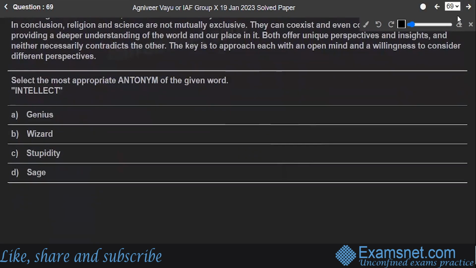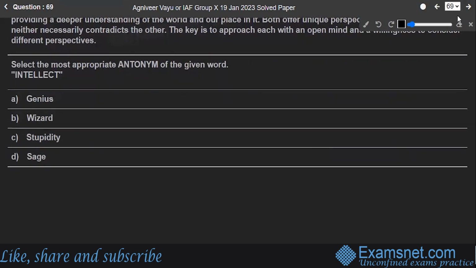Next is question number 69. You have to find out the most appropriate antonym of the given word intellect. And what do you mean by the word intellect? See, when I'm saying the word intellect, it refers to the ability to think and understand things, especially complex and abstract ideas. It can also refer to a person's mental capacity or intelligence.